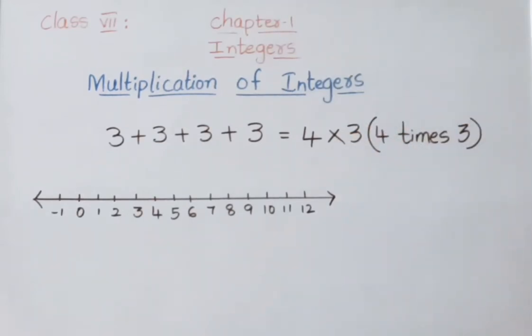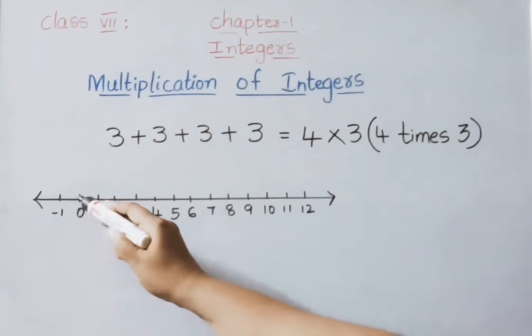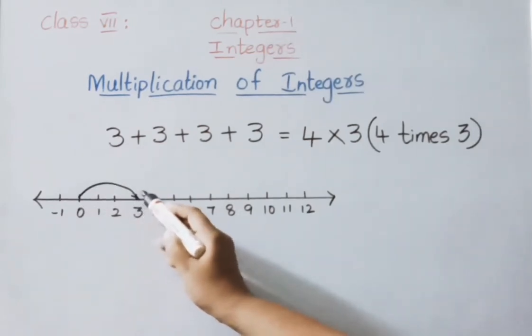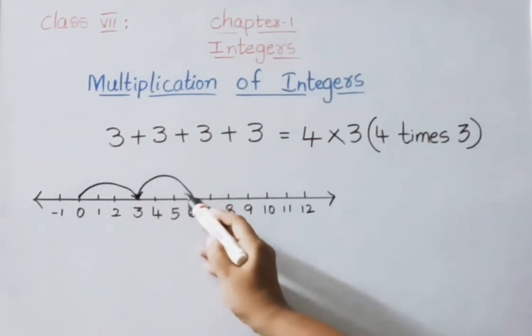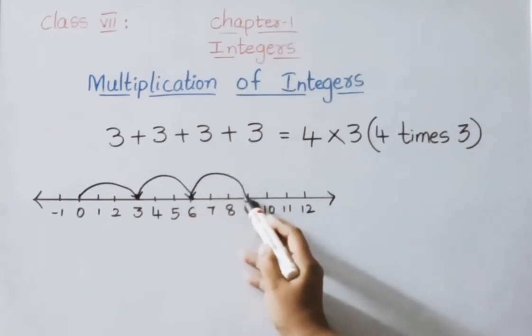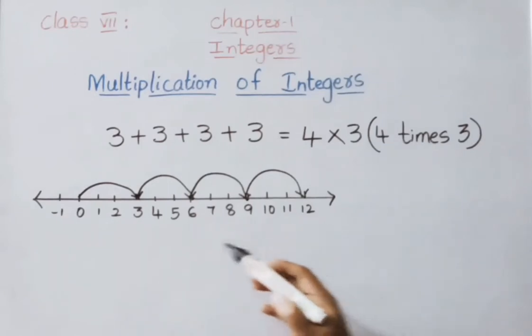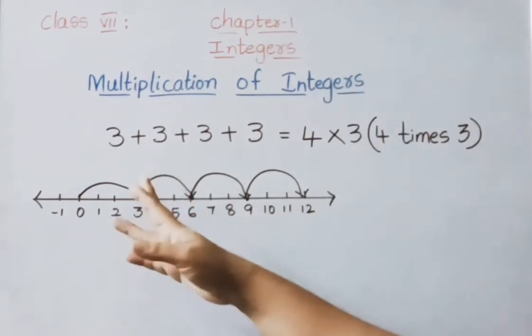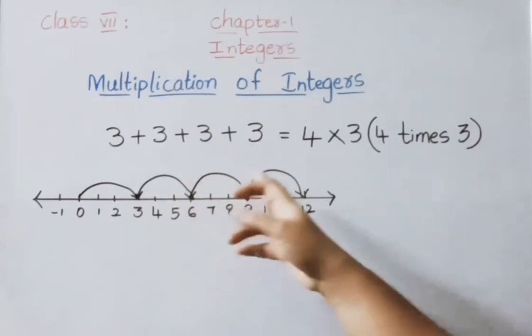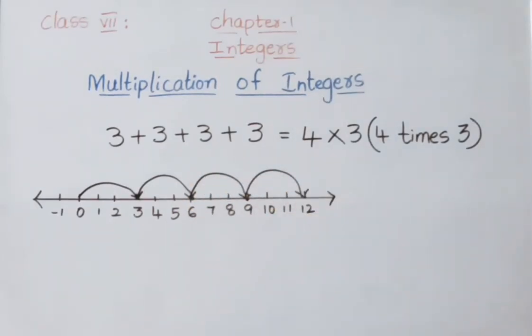Let us show this on the number line. So, 0 onwards, each step, 3 numbers we need to show on the number line. 0 onwards, 3. Next 3, that is 6. Next 3, that is 9. Next 3, that is 12. Now we have shown 4 times 3. 4 times we have shown 3 on the number line.